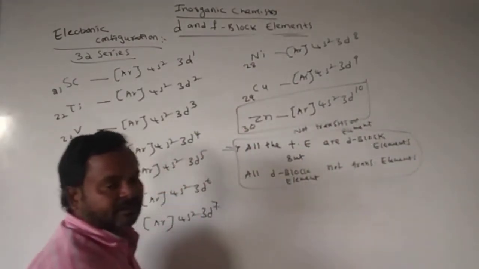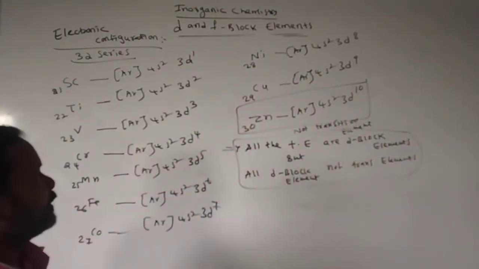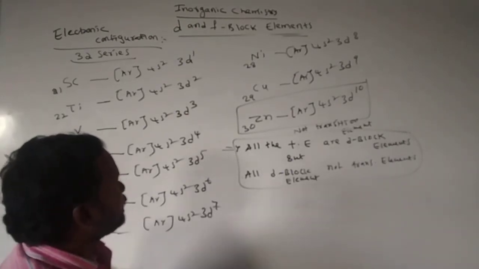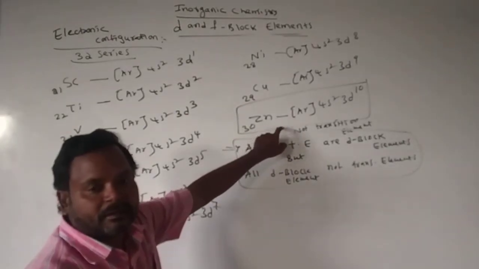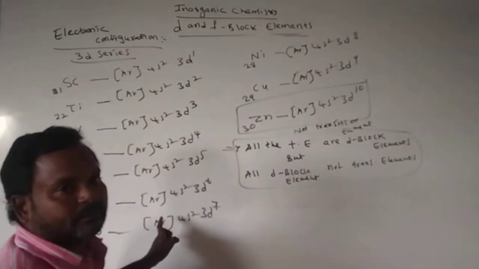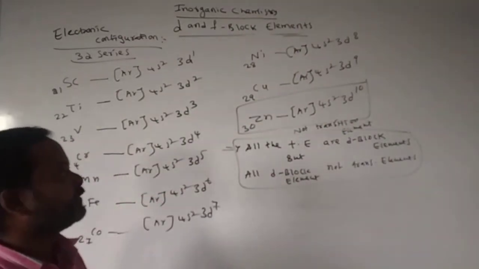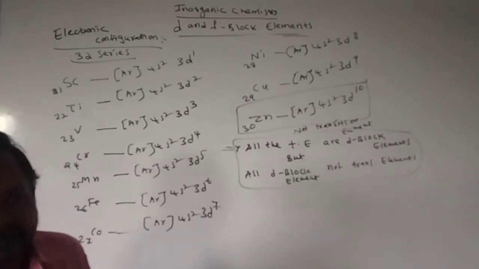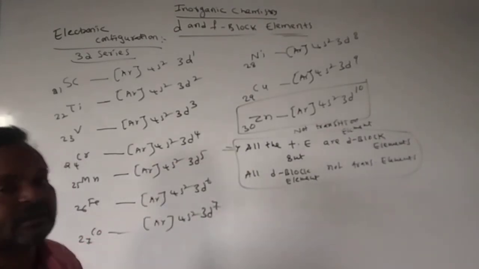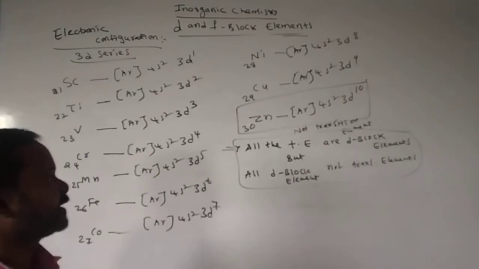This is related to the 3D, 4D, 5D, 6D series. All the transition elements are D block elements, but not all D block elements are transition elements. All are D block elements, but zinc is the non-transition element. That's why we made this important statement, and it applies to zinc.